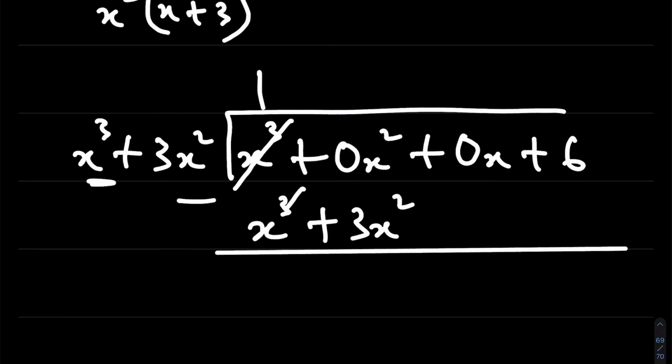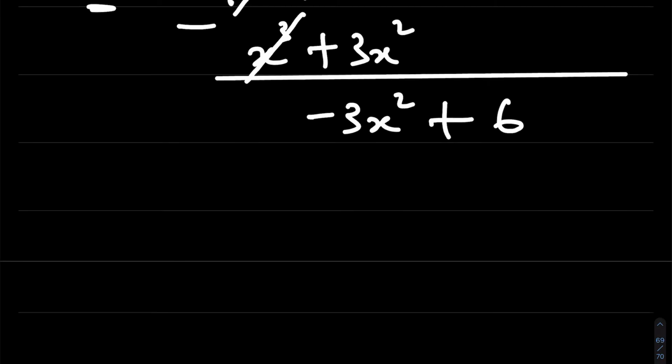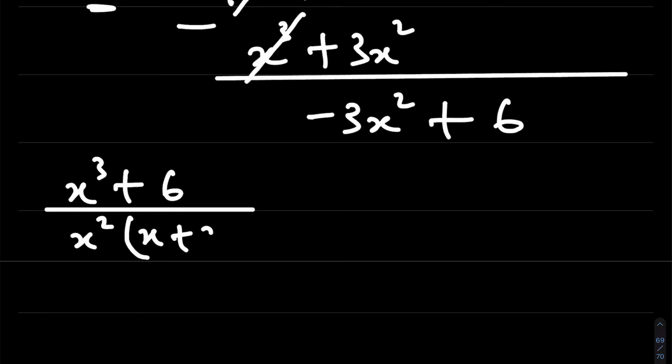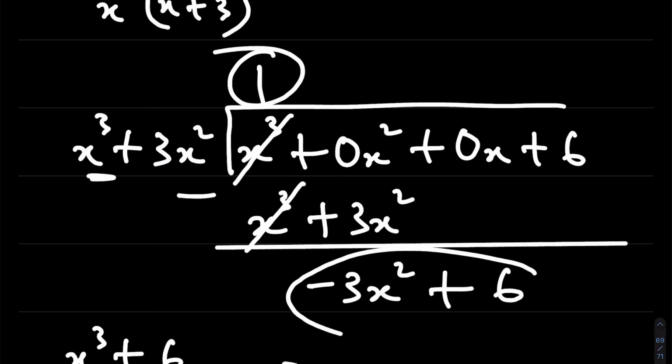x cubed minus x cubed is 0. 0 minus 3x squared is minus 3x squared. 0x minus nothing is nothing. 6 minus nothing is 6. That means the quotient is 1 and the remainder is minus 3x squared plus 6. So it simply means x cubed plus 6 all over x squared times x plus 3 is equal to, you write the quotient and say quotient plus remainder over divisor.